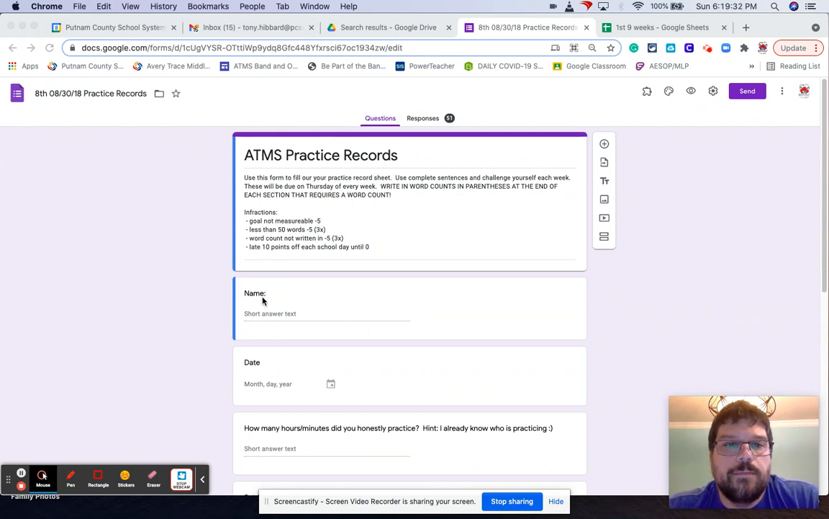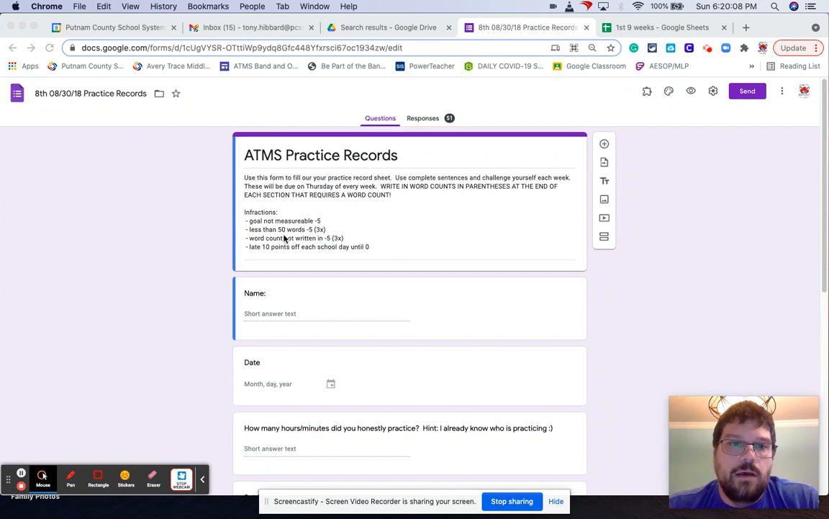So the infractions: the goal was not measurable. Before I introduced this, I explained what measurable goals were, and I told them, if a student teacher who had never heard you play anything before had to listen to you do your assignment, they could tell whether you met your goal or not. It has to be something concrete. It's a yes or no, you got it or you didn't. Simply playing a scale better or playing an instrument better is not measurable, so they would get points off for that.